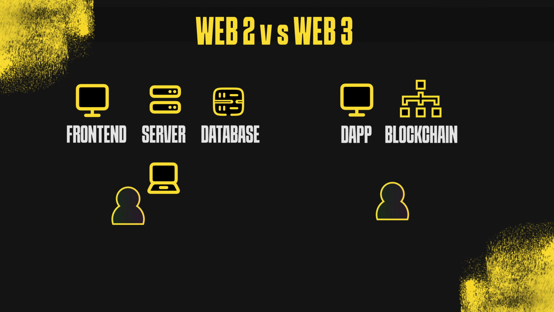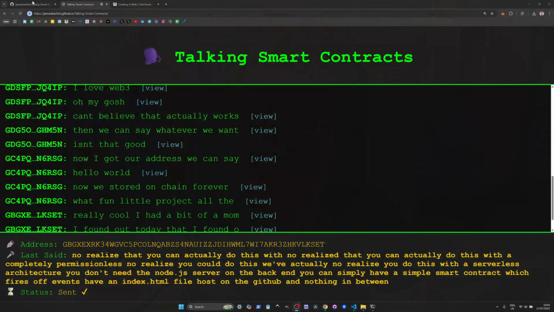You can simply have a simple smart contract which fires off events, have an index.html file hosted on GitHub and nothing in between. And that is a beautiful, elegant thing. So let's dive in and see how it works.